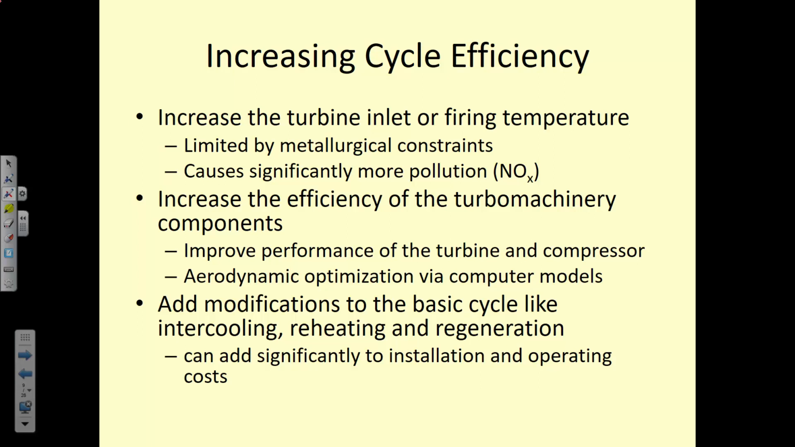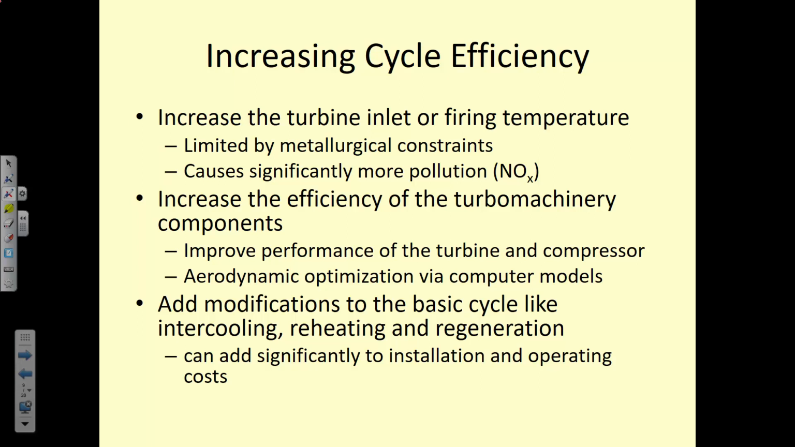You can also look at the turbo machinery themselves, so the compressor and the turbine, and you try to make them as efficient as possible. You try to improve their performance using aerodynamic models. You can reduce friction. You can use lighter weight materials so the turbine blades spin more freely, and different types of bearings. Depending on how much those incremental increases cost your entire system, it may or may not be worth it to increase the efficiency.